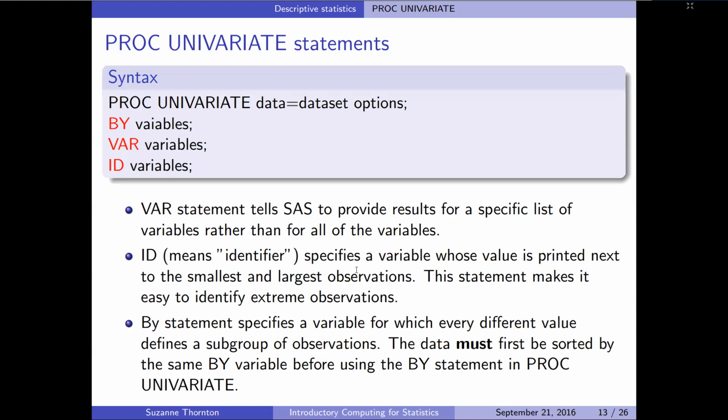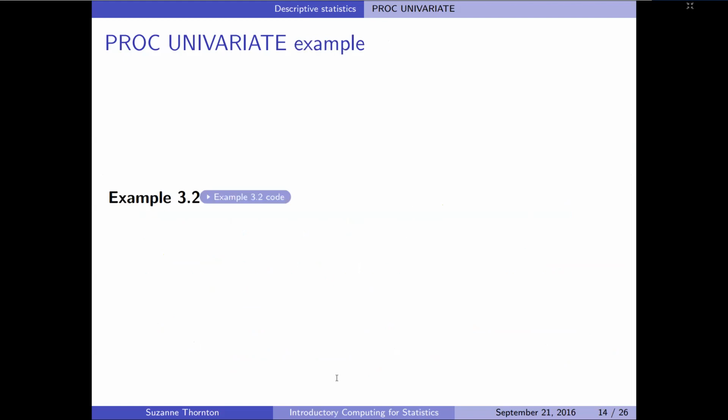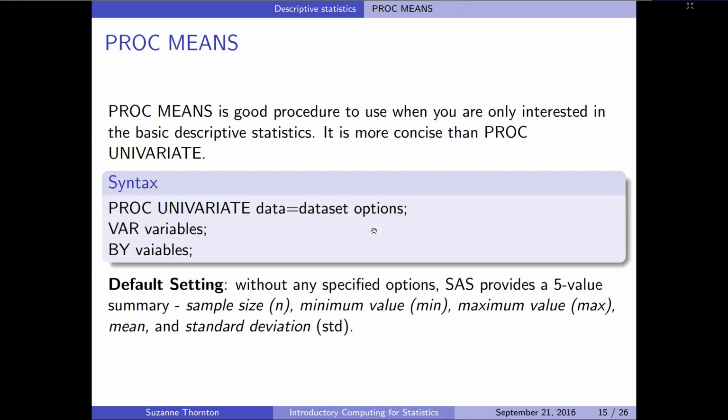The BY statement specifies a variable for which every different value defines a subgroup of observations. The data must first be sorted by the same BY variable before using the BY statement in the univariate procedure. Here is an example code about the univariate procedure, which is included in the second video, which I have already uploaded onto YouTube, my personal YouTube channel.